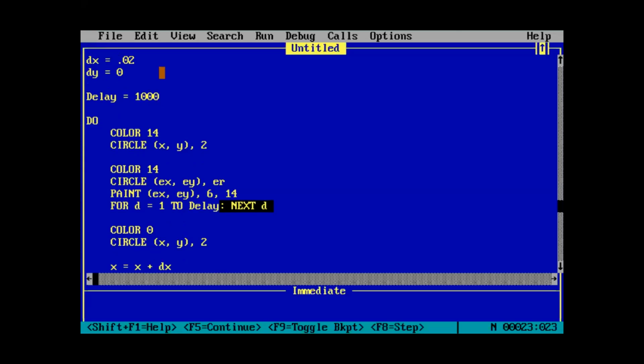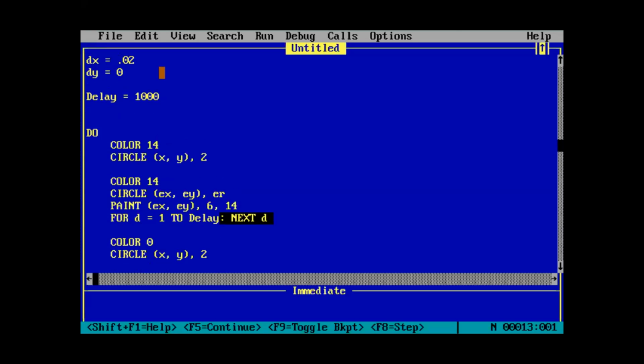Now, it's time to think about gravity. Let's put in a gravity constant. Why don't we put it below the delay there? We'll say the gravity constant for the Earth is 10. That sounds about right, doesn't it?